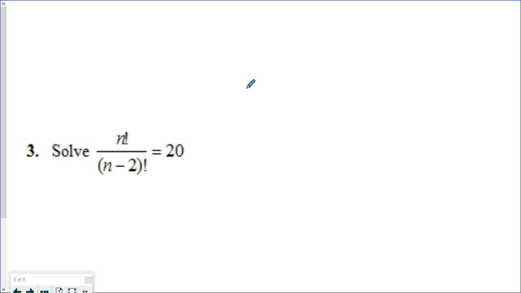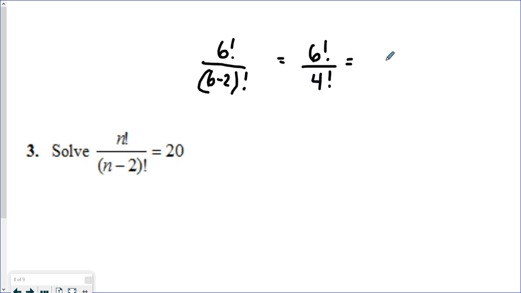You could do the old plug and chug, where you'd say, well, maybe n is equal to 6. So 6 factorial divided by 6 minus 2 factorial, which is 4 factorial. So 6 factorial is 720, and 4 factorial, 4 times 3 is 24. So no, that one's not going to work.